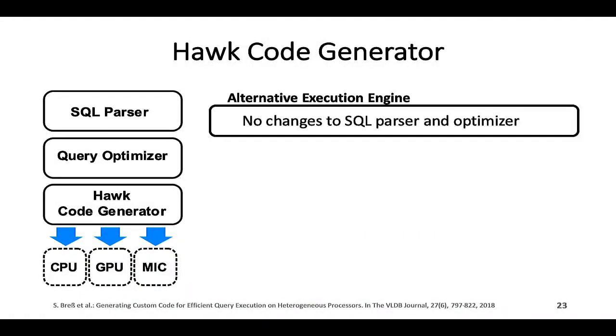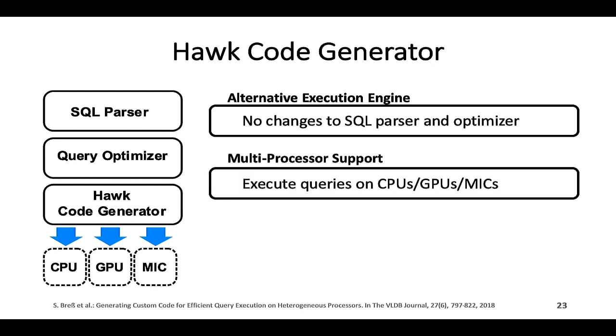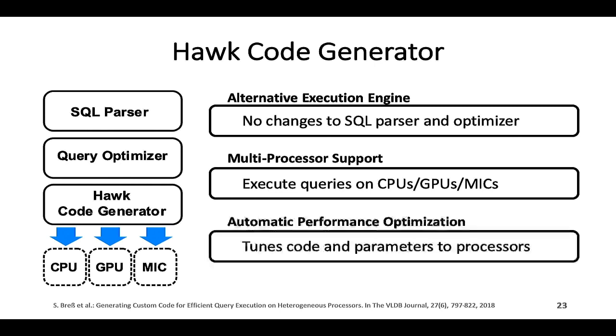To actually resolve these challenges, we built the HARC code generator, which is a drop-in replacement of an execution engine. That means SQL parsing and query optimization stay the same. We add just a new kind of execution engine that has support for multiple different processors, such as CPUs, GPUs, and MICs, and which is capable of tuning the code and parameters of your queries to different underlying processors automatically, without needing a human in the loop.